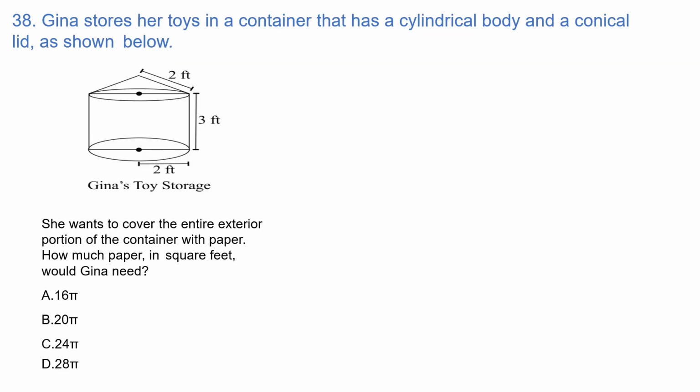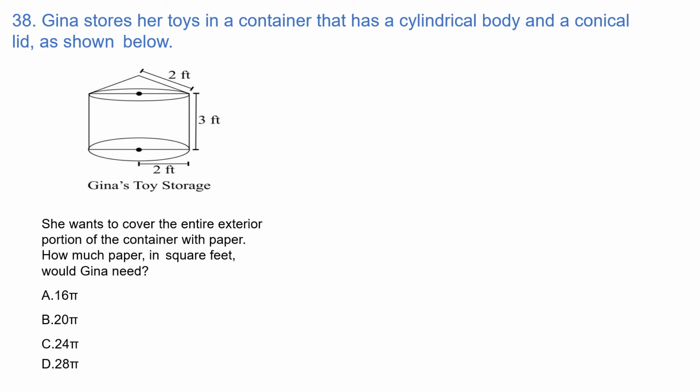Let's take a look at number 38. It says Gina stores her toys in a container that has a cylindrical body and a conical lid as shown below. So the bottom is a cylinder and the top is a cone. And it says she wants to cover the entire exterior portion of the container with paper. How much paper in square feet would she need?